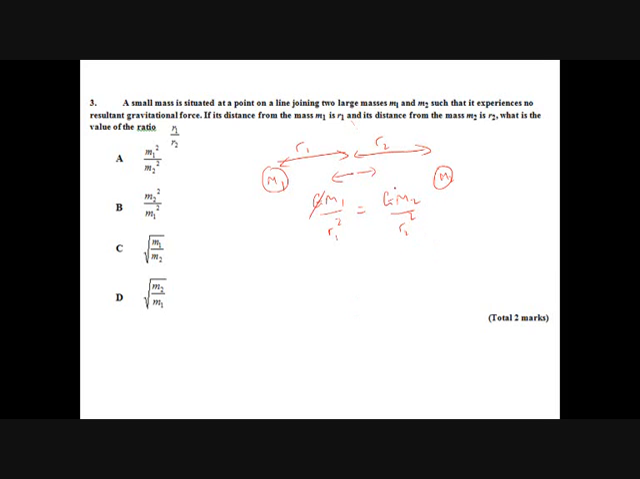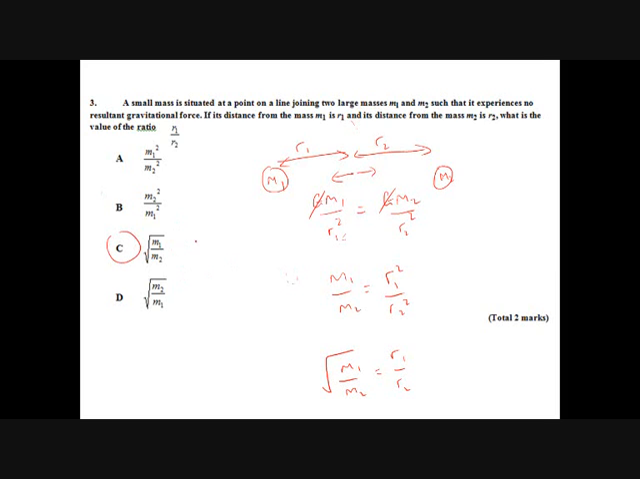Okay, straight away you can see the G's will cancel out. Then you've just got to try and rearrange this to get r1 over r2. So a bit of cross multiplying gives you m1 over m2 equals r1 squared over r2 squared. Okay, you need to take the square root of that to get r1 over r2 is equal to the square root of m1 over m2. Okay, so again you get C.